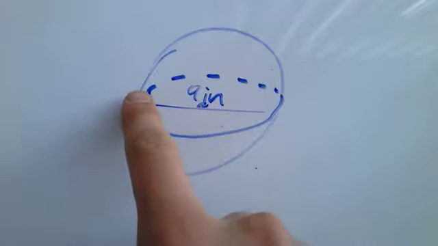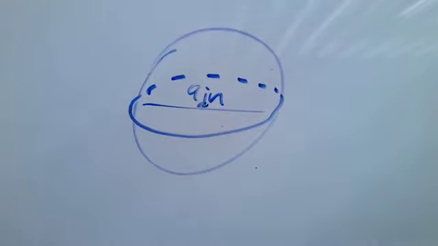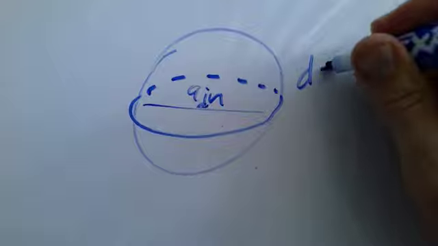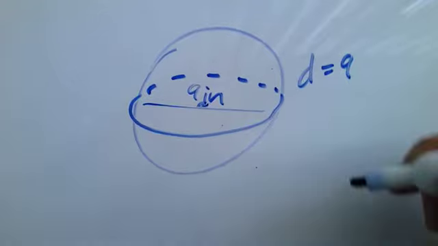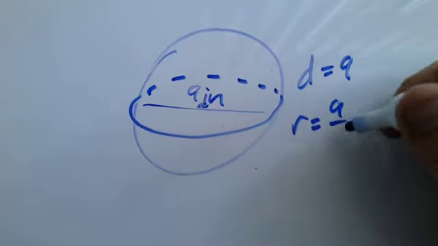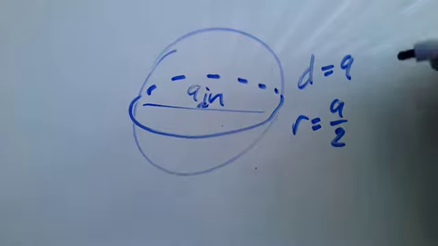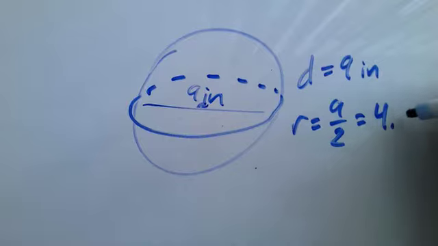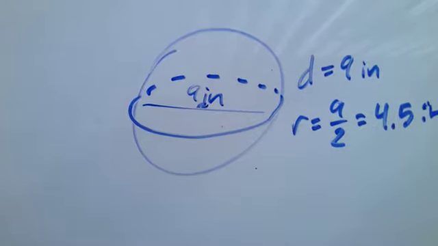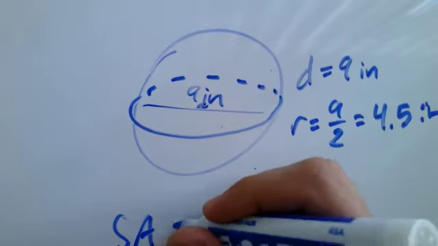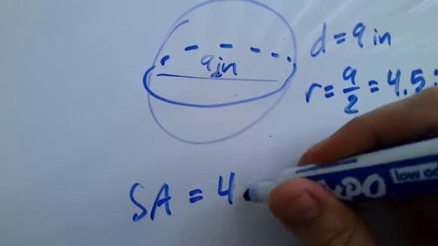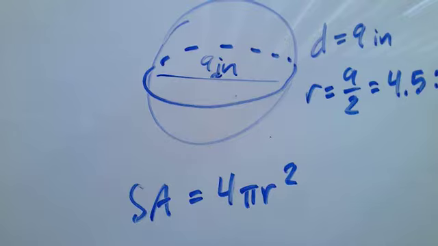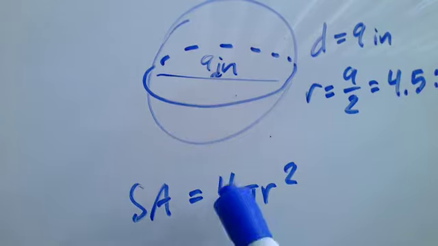Diameter means the length all the way across. And so if the diameter is 9, then the radius has to be 9 over 2, right? So the radius is 9 over 2 inches. We could think of that as 4.5 inches. We're asked to find the surface area, which has a formula of 4 pi r squared. So we plug in the value that we were given.